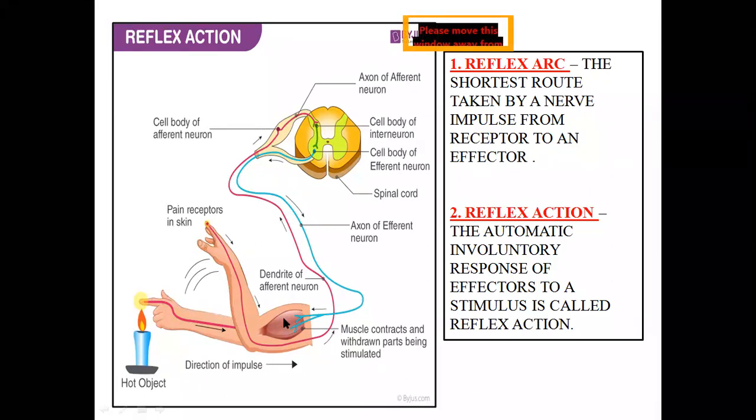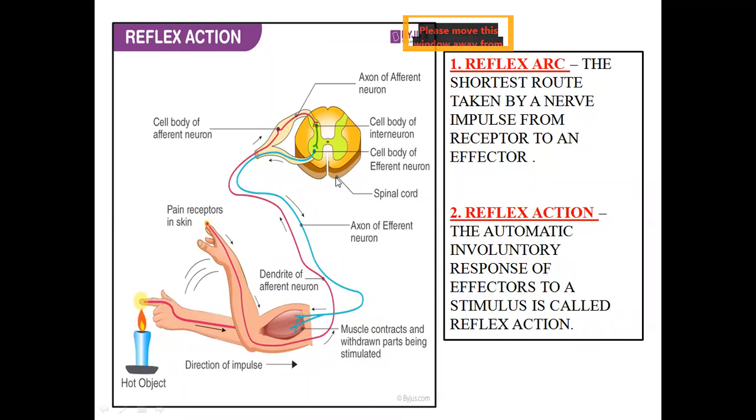Now this shortest route taken by the nerve impulse from the receptor to the central nervous system and back to the effector is known as the reflex arc. That is, the shortest route taken by a nerve impulse from receptor to effector. This is the reflex arc.